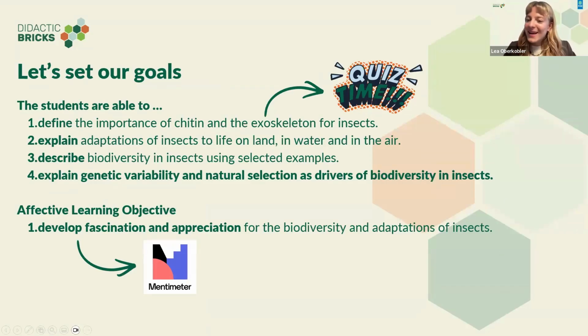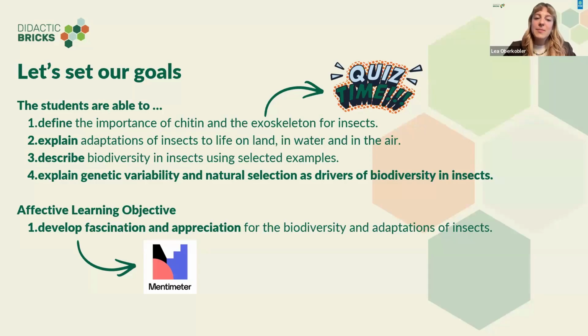Before we start with making a lesson plan, of course, we need to set our goals. I wanted my students to know what chitin is and the exoskeleton of an insect, because that's already something that creates a huge biodiversity. Then they do live on land, they live in water and also in the air. So that already, again, creates huge possibilities of having different features to live in all of these places.